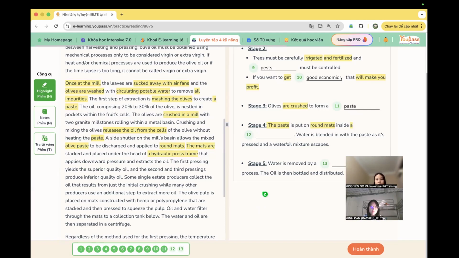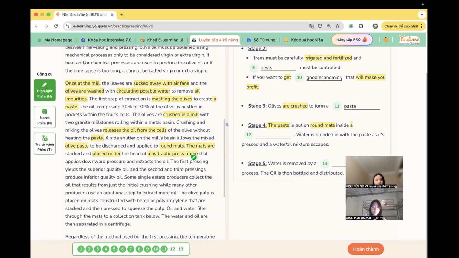Where's the round? Where are the round mats? Is it inside something? Yeah. Like in a restaurant or something? I don't know. This one. Because this is the only thing that plays under, that means they stay inside, right?